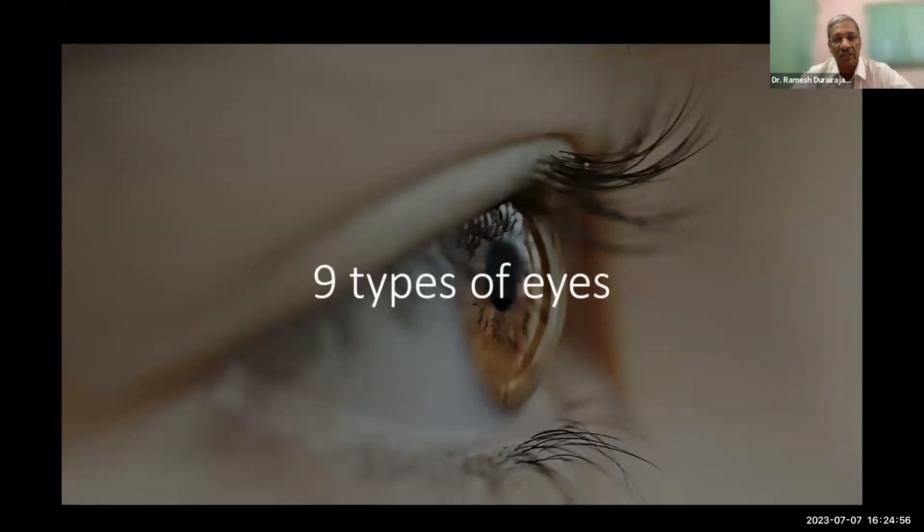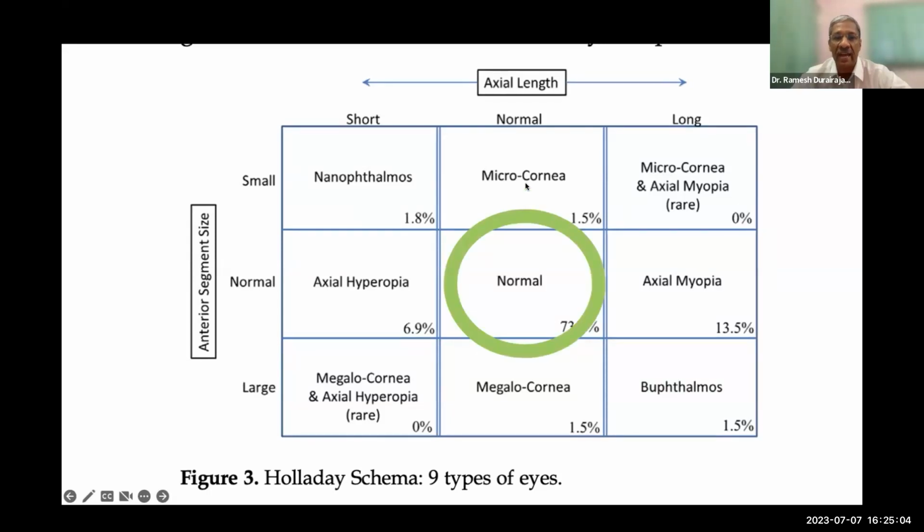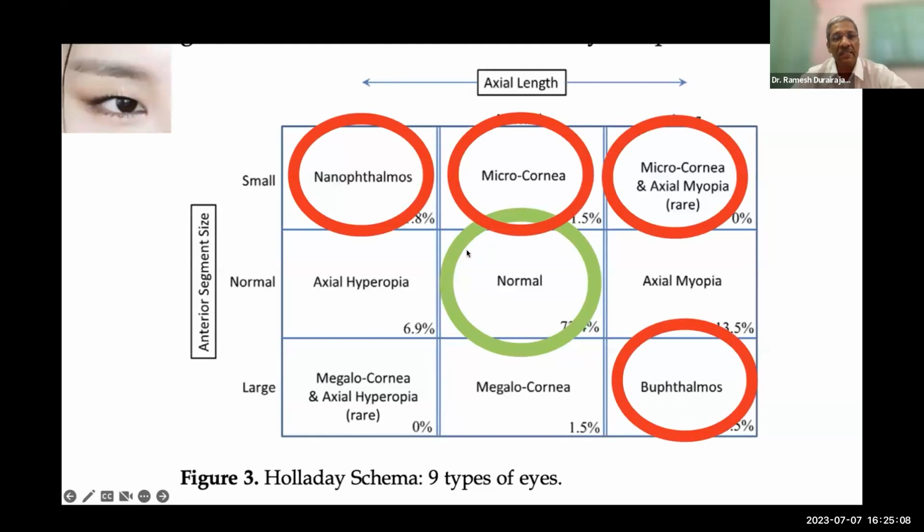So Jack Holladay showed us there are 9 types of eyes. Not all eyes are the same. Most of our eyes, about 75%, are normal eyes. They have an average K and they have an average axial length. But we will see patients with nanophthalmos, buphthalmos. We will see patients with small corneas but axial myopia.